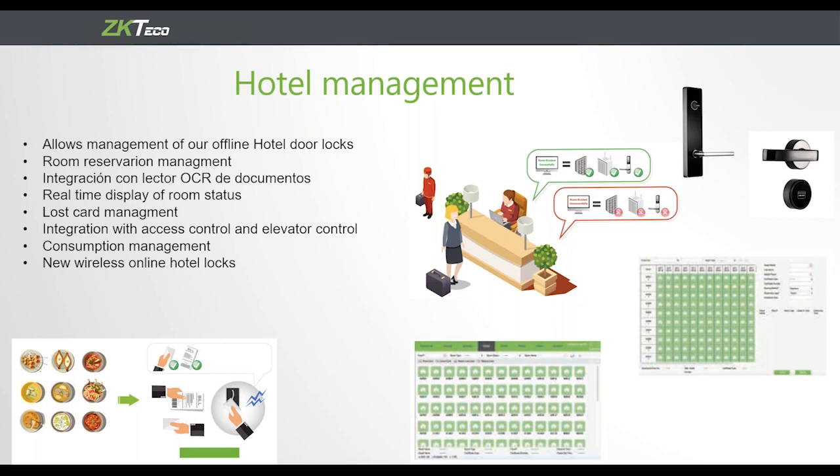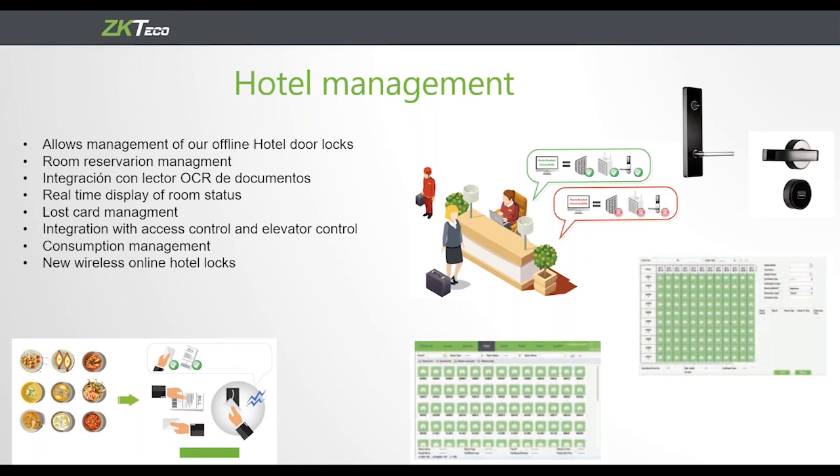It is also integrated with the access control and elevator. It means that with the same card that we give to one guest to open his room in the hotel, he can also open rooms that belong to the access control. For example, if there are some special rooms like VIP rooms, like swimming pool, we can use the same card to activate that part. Also the parking.